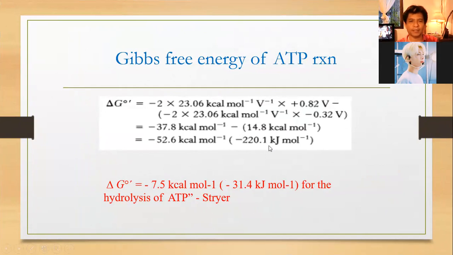And then compare that dun sa potential ng ATP. Parang ADP, are you following? ADP to ATP, you only need 31.4 kilojoules per mole according to Stryer. This is hydrolysis of ATP. Ibig sabihin, ATP to ADP. So pag binaliktad nyo to, positive to. Okay? So actually, pag tinignan nyo, sobra-sobra pa.